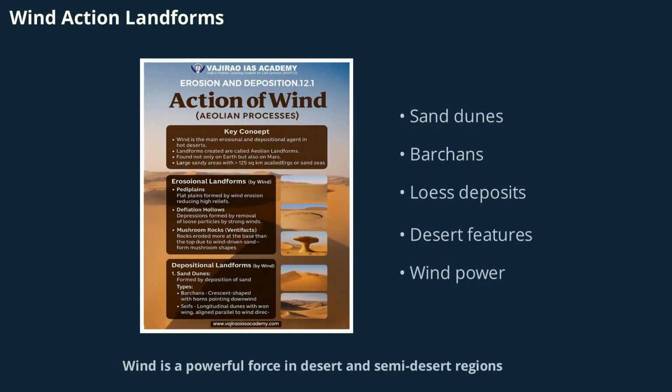Wind is a powerful force in desert and semi-desert regions, creating unique landforms. Sand dunes are hills formed by sand accumulation around obstacles. Barchans are crescent-shaped dunes, while loess deposits are fertile soils transported by wind. These features are prominent in areas like North China and contribute to the diversity of Earth's landscapes.